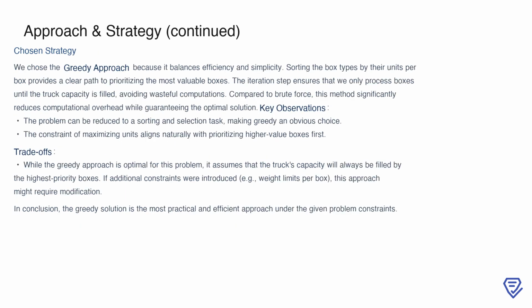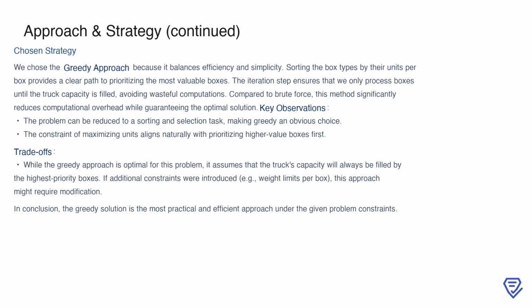The greedy approach is ultimately the chosen strategy because it strikes a balance between efficiency and simplicity. By sorting the box types by their units per box, we can directly prioritize the most valuable boxes, ensuring we maximize the number of units loaded onto the truck without unnecessary overhead. The iterative process further ensures that the solution is both systematic and efficient, stopping as soon as the truck's capacity is filled. This significantly reduces computational effort compared to the brute force approach.